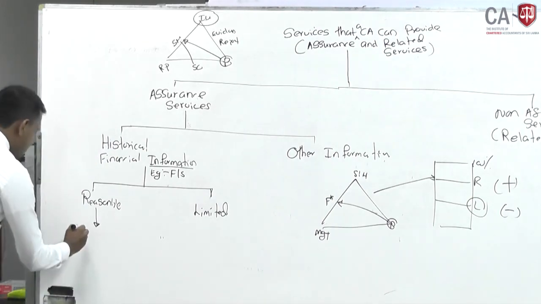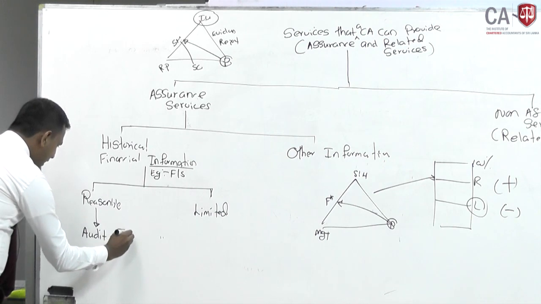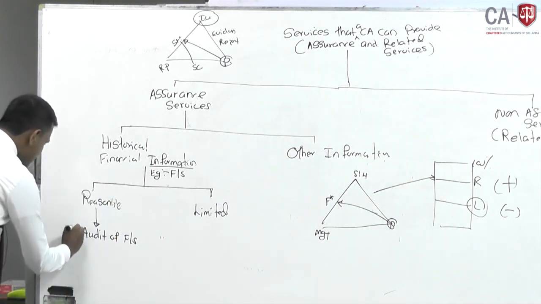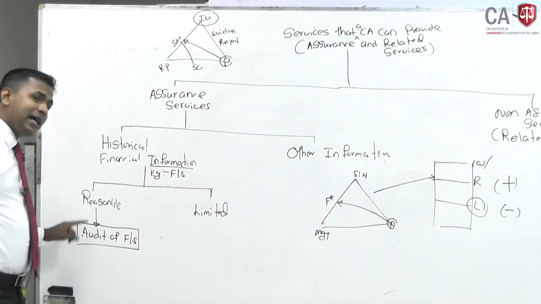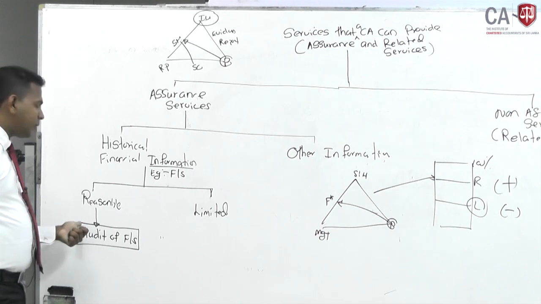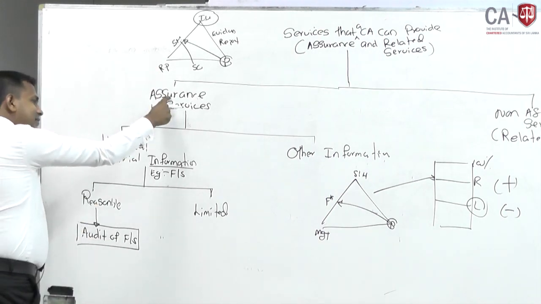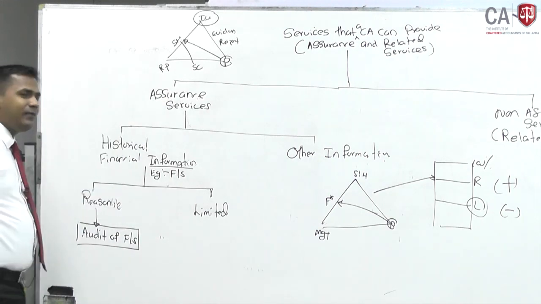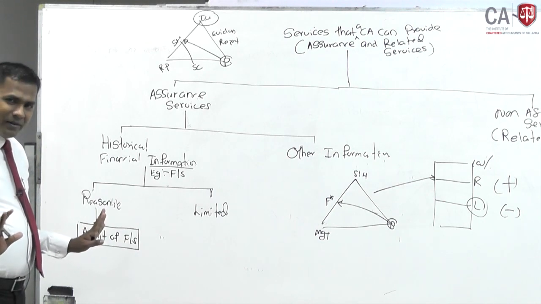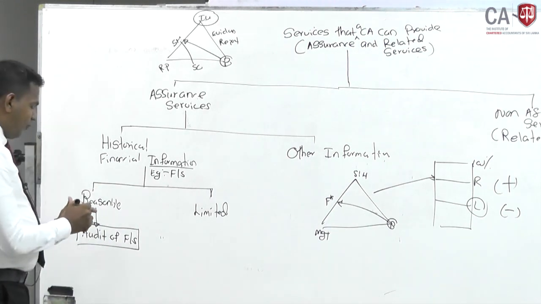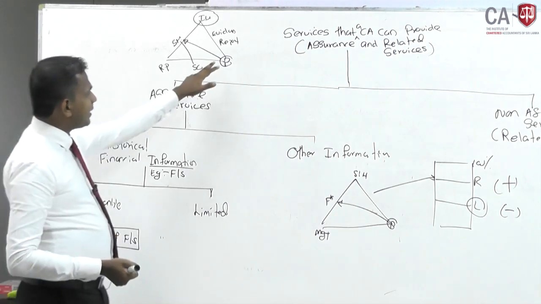audit of financial statements. So the type of service that the chartered accountant provides is audit of financial statements. Audit means assurance services coming under historical financial information. Clear? Okay.